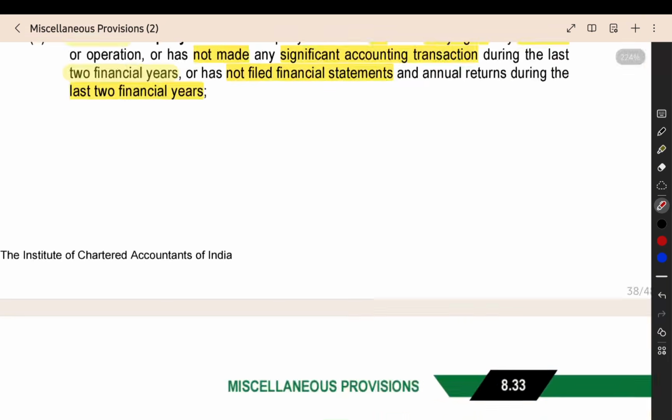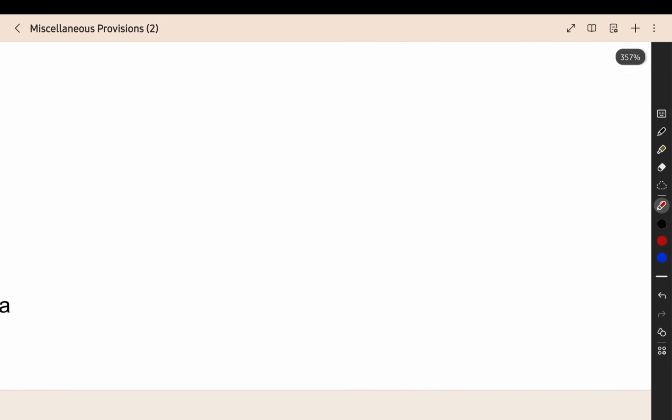Why do you have to create the dormant company? If you are creating a company and not doing any business, then the registrar of companies will maintain a register of companies.